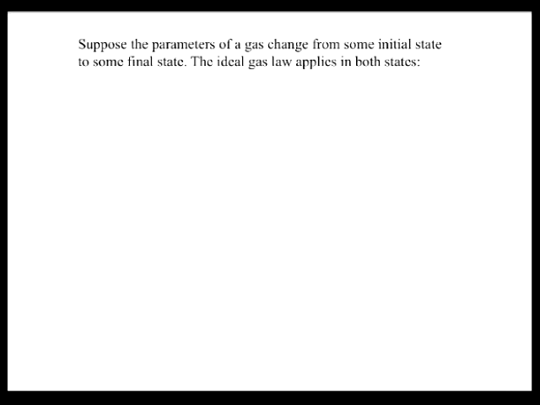Suppose the parameters of a gas change from some initial state to some final state. The ideal gas law applies in both cases, and we can write PV divided by nRT initial equals PV divided by nRT final.